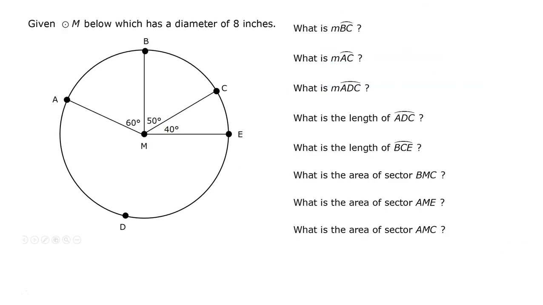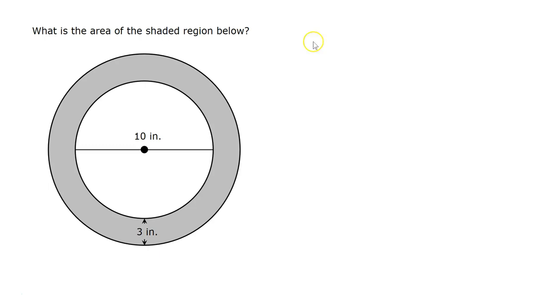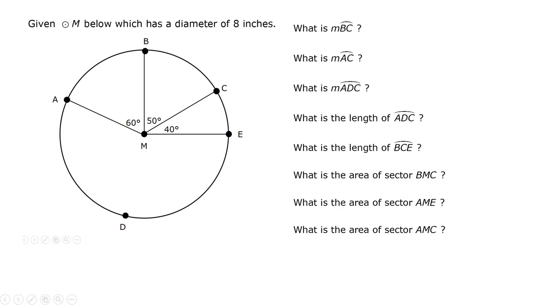For the next one, one of the things you always want to make sure you know is the difference between the measurements of arcs and the lengths of arcs. Two different things. The measurement would be the degree measurement, and the length would be, of course, the length.